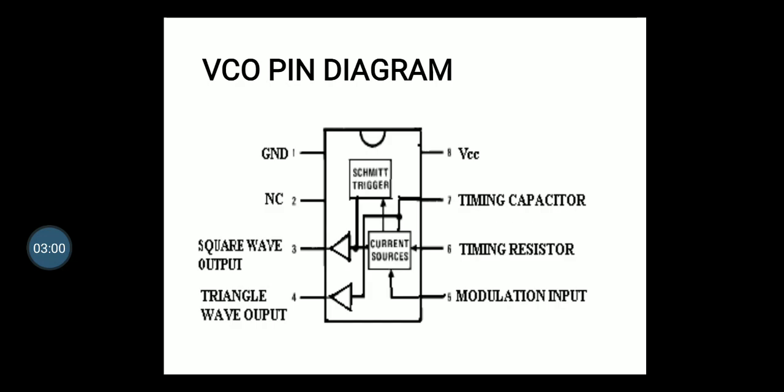So this is the VCO pin diagram. It has 8 pins from 1 to 8. One is the ground pin, second one is no connection, third one is square wave output, fourth one is triangular wave output, fifth one is modulation input, sixth one is timing resistor, seventh one is timing capacitor, and the eighth one is VCC.